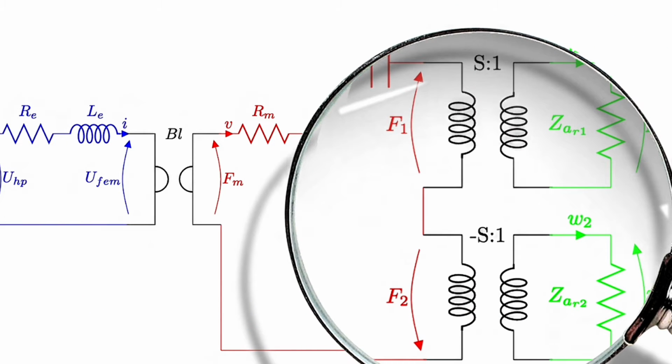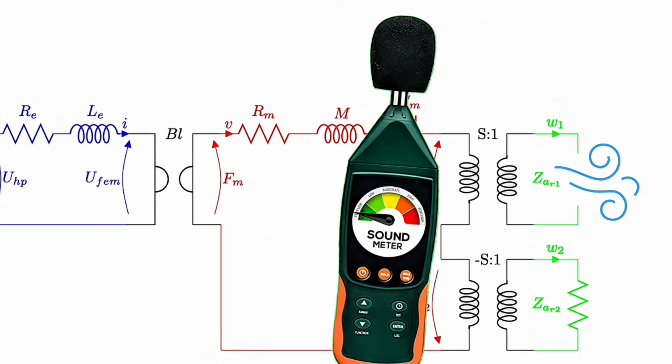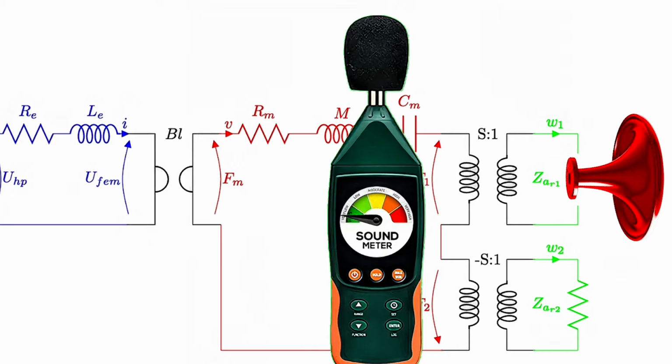On the secondary side of this transformer, if we have a low acoustic load like air, the acoustic voltage or the sound pressure level will be low. If we put a high acoustic load on the secondary side, the acoustic voltage will be higher, so the sound pressure level will be higher, which means the sound has been amplified.